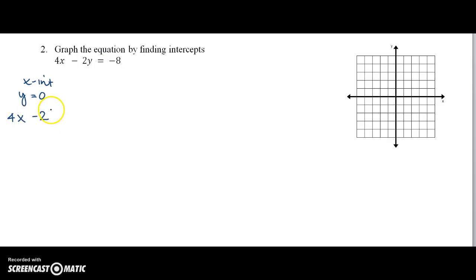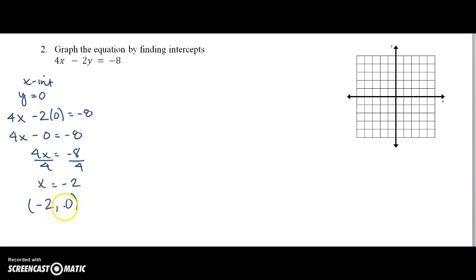x minus 2, except instead of y, I'm going to write 0 equals negative 8. So this is 4x. 2 times 0 is 0 equals negative 8. 4x minus 0 is just 4x equals negative 8. Then when you divide by 4 on both sides, you get x is equal to negative 2. As a coordinate, negative 2 is your x part, and y equals 0 is the y part.